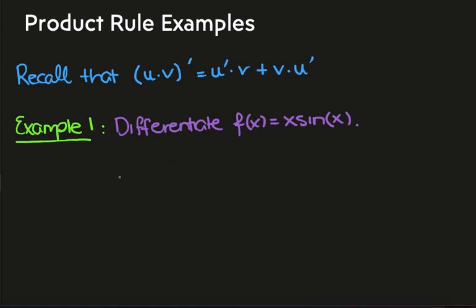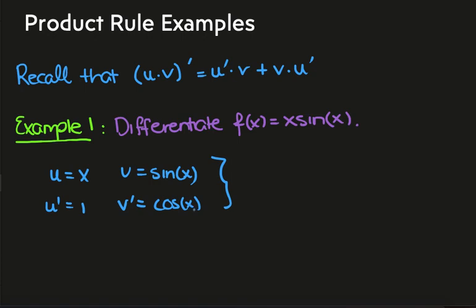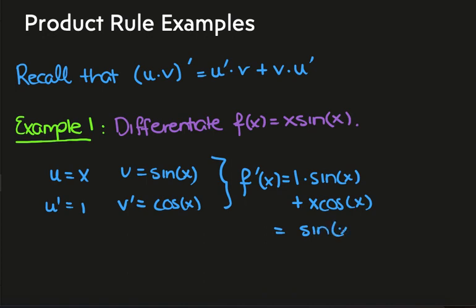So if we look at this example here, where we have f of x is equal to x sine x, then u is equal to x, u prime is equal to 1, v is equal to sine x, and v prime is equal to cos x. Then if we put this data into this formula, we'll find that the derivative of f is given by 1 times sine x plus x times cos x. And we can write that a little nicer as sine x plus x cos x.